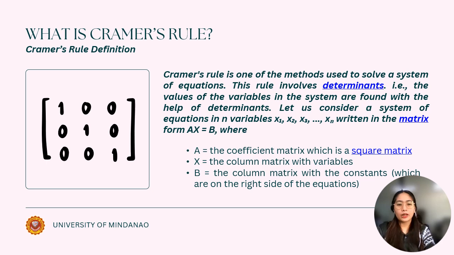So Cramer's rule is one of the methods used to solve a system of equations. This rule involves determinants. For example, the values of the variables in the system are found with the help of the determinant. So let us consider the system of equations in n variables written in the matrix form Ax = B, wherein A is the coefficient matrix or the square matrix, X is the column matrix with the variables, and lastly, B is the column matrix with the constants.